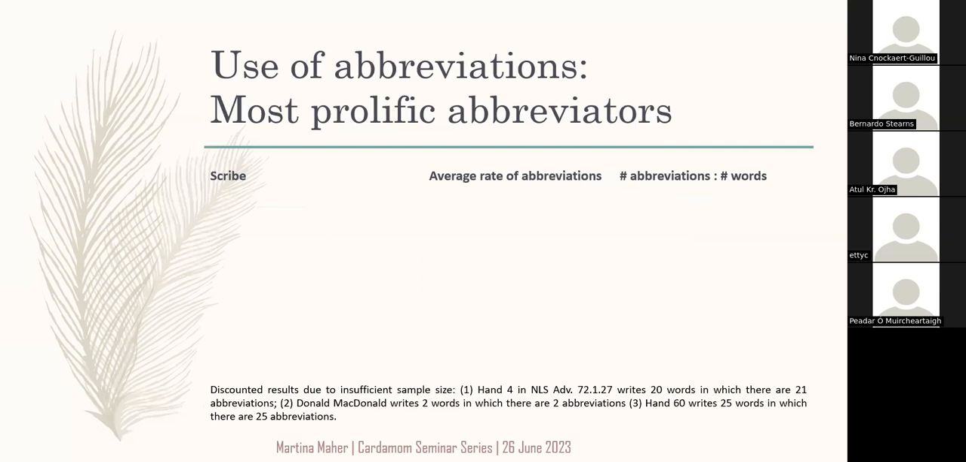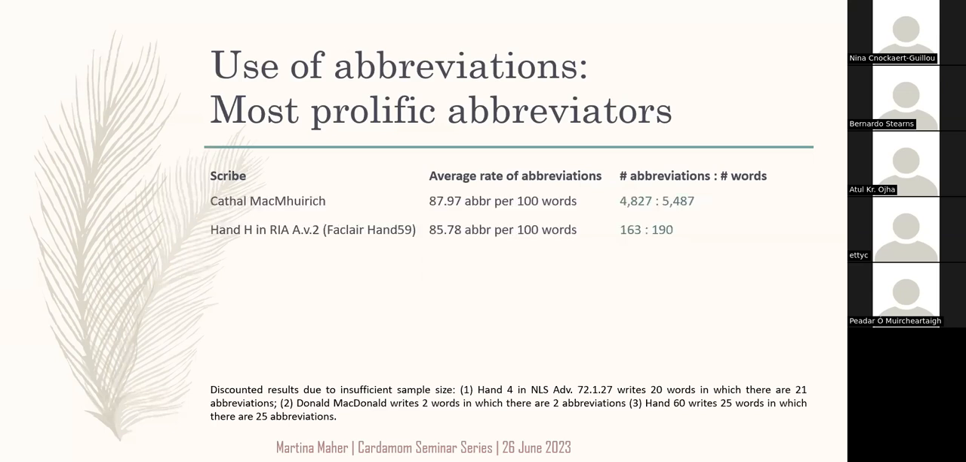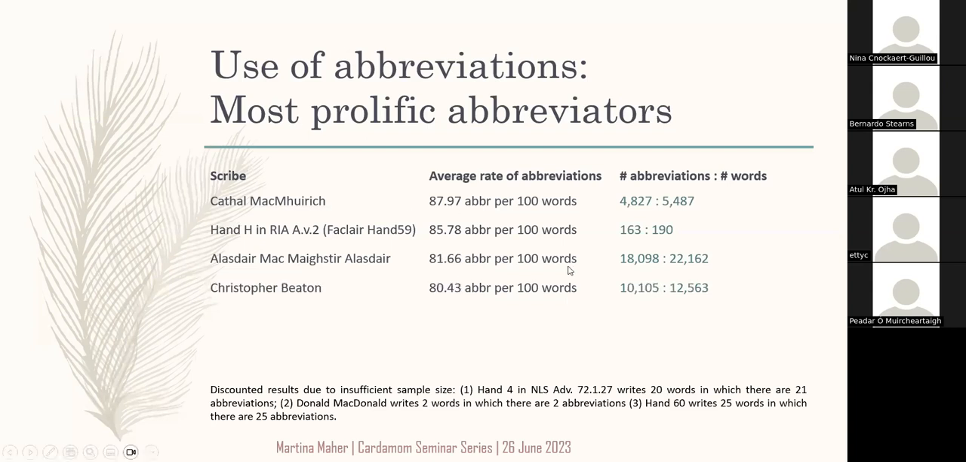And again, all scribes are not equal in terms of their practices. Some abbreviate much more frequently than others. For example, Cathal MacBurdick is the most frequent abbreviator, even though he doesn't have the longest contribution to the corpus. He only writes about 5,000 words, but he's writing about 88 abbreviations per 100 words. MacFeister Alistair wrote quite a long text, and he's up quite close to that.